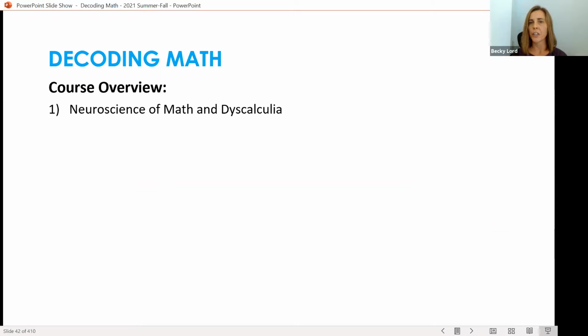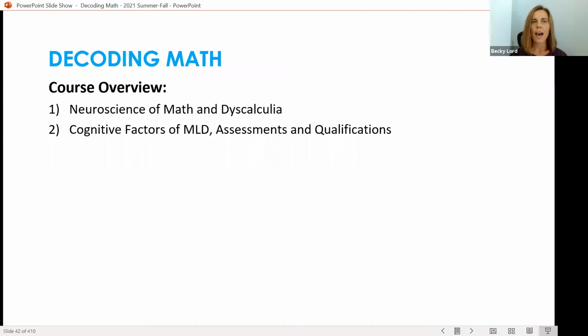The first module is on the neuroscience of math and dyscalculia, so you got a little taste of that today. The second is on other cognitive factors like working memory and language abilities that affect math, as well as a little bit of assessments and qualifying for a specific learning disability in math. The third is foundational ideas of effective instructional methodology for math, as well as number concept, which gets into the dot cards and the work from Wood in Math.